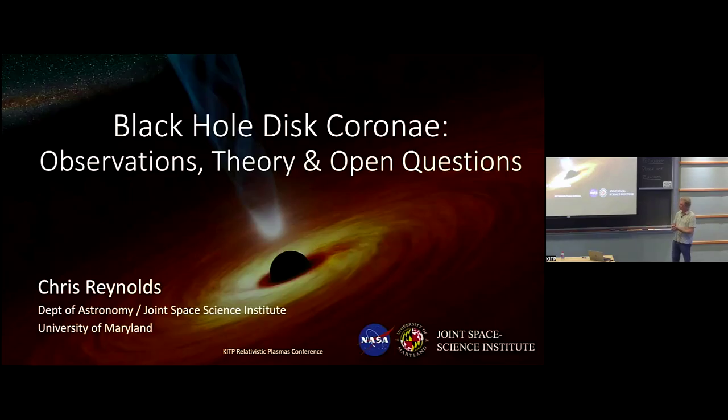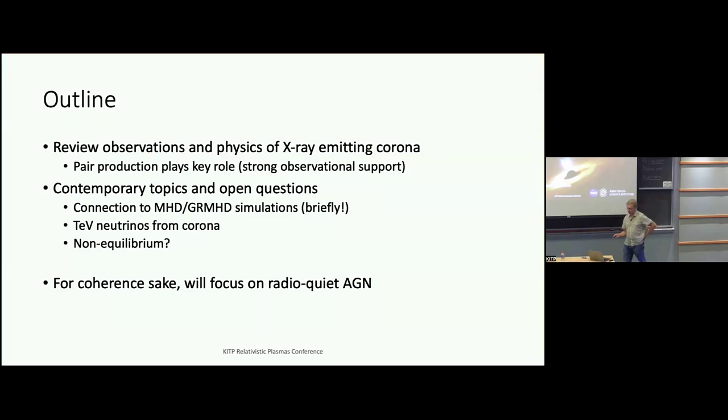I've been asked to talk about black hole accretion disk coronae, and of course, the theme of this session is pair plasmas, so I'll be stressing the role of pairs here. My goal is to give a genuine review of this area, and to make it a good introduction for the non-astro people here, the laser folks.